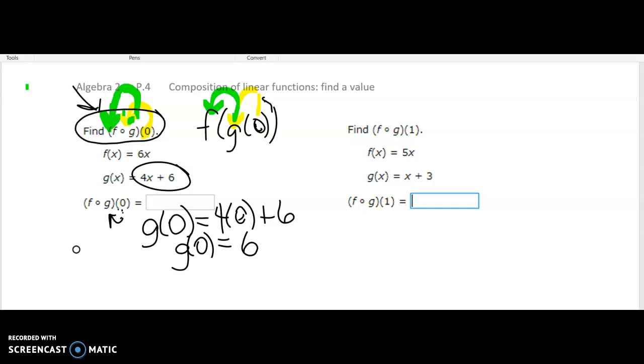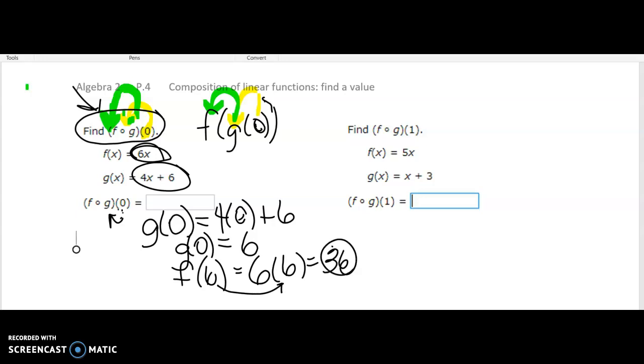Now, that 6 is what's going to go into your F. So now we're going to find F of 6. Here is your F. So F is 6x. We're going to put that 6 into that parentheses. And 6 times 6 is 36, and 36 is your final answer.